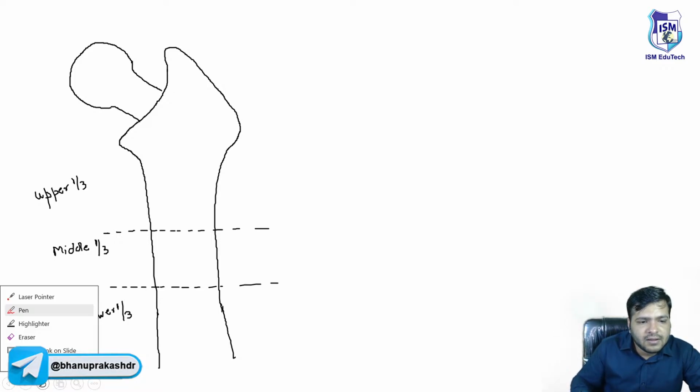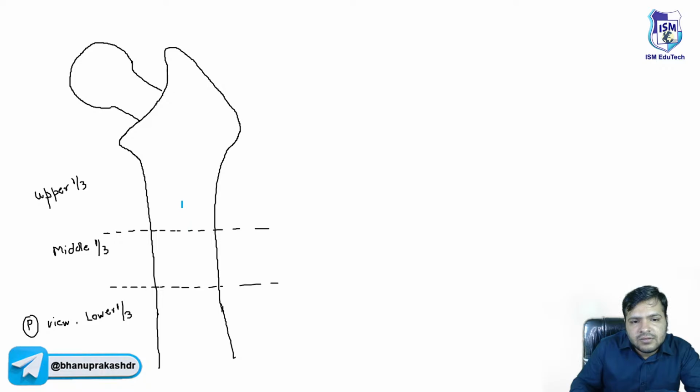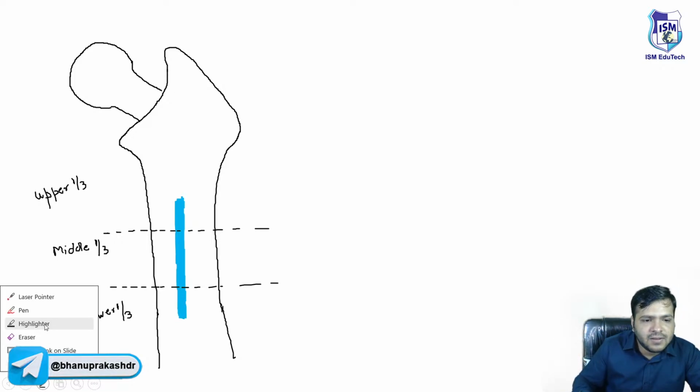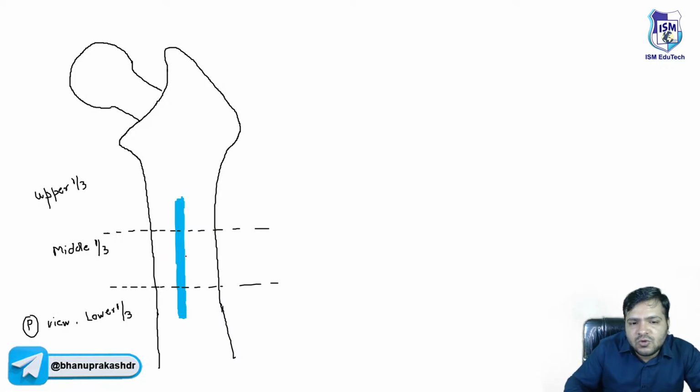Now beta, what is happening? If you can see, I'm trying to draw the posterior border right now. If you see clearly, I'm drawing it very thick. So remember beta, this posterior border has two lips.